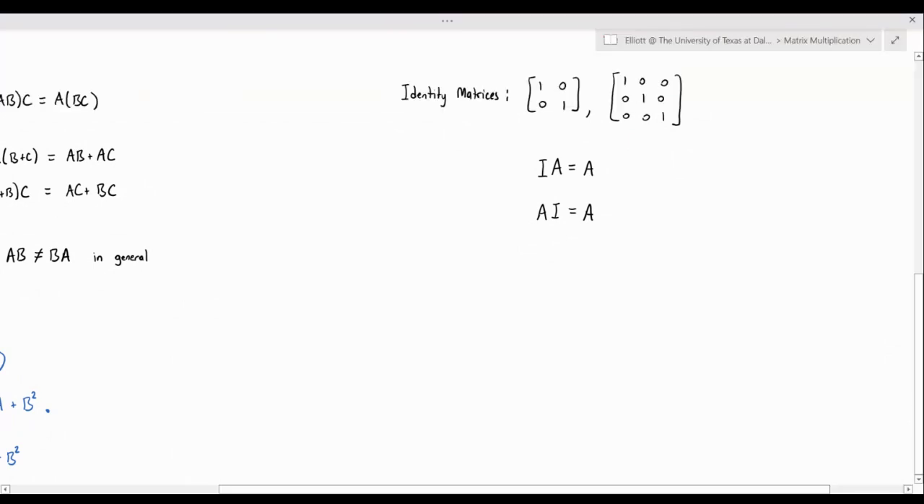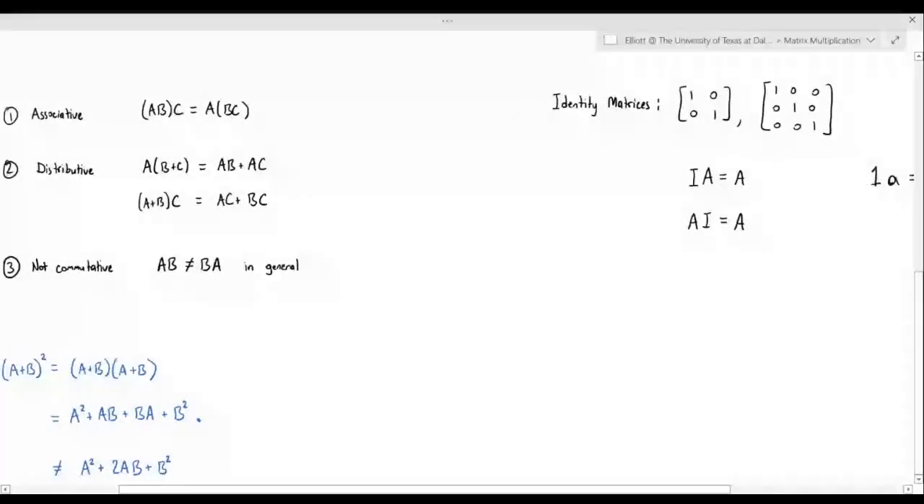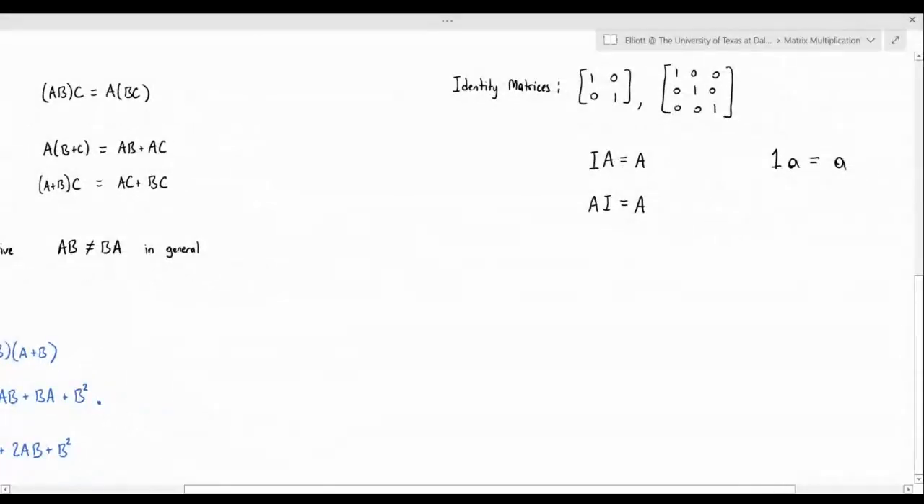That's similar to the number 1 because you know that the number 1 times any number A will just give you that same number A again. Okay. And likewise, if you do A times I, that will also be equal to A. All right, so that's a very quick overview or reminder of matrix multiplication and some of its properties, and also identity matrices. Okay.